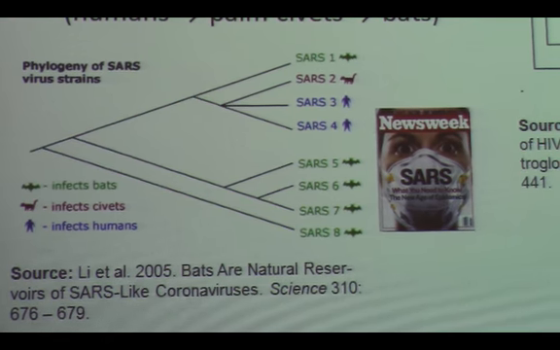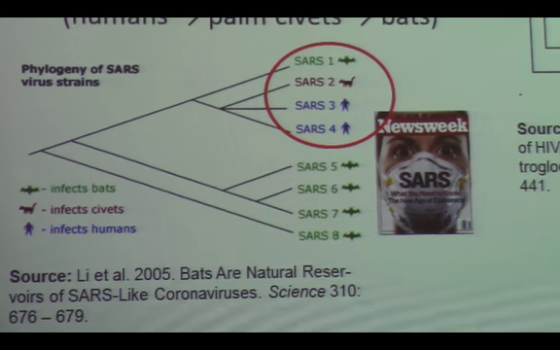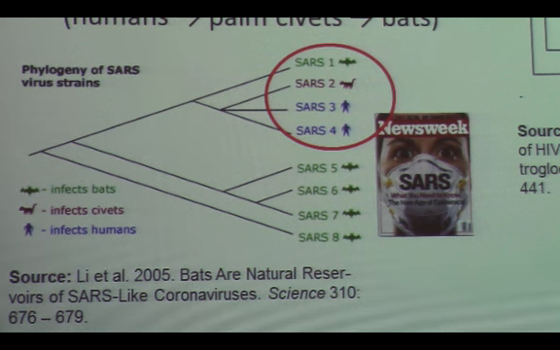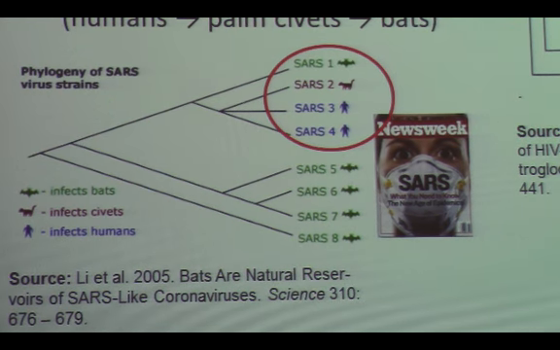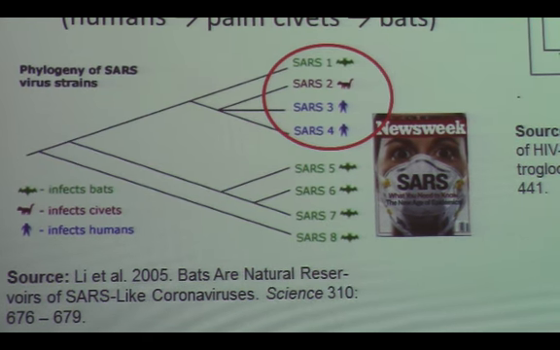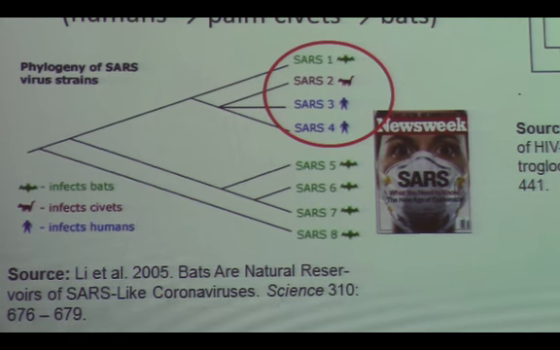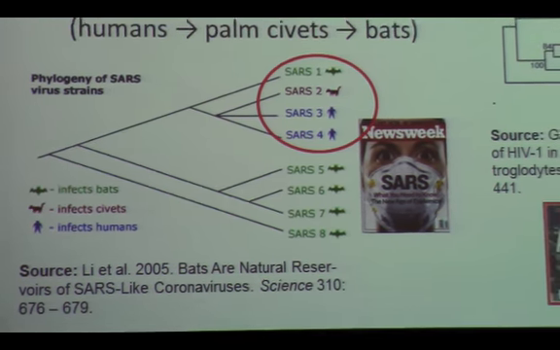The human, civet, and bat strains intermingle within this tree on the bottom within the range of SARS coronaviruses, indicating that the virus responsible for the SARS outbreak was indeed a member of this coronavirus group.